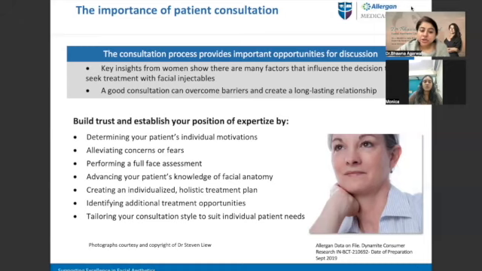Then identifying additional treatment opportunities. Again, if you're dealing with the smile line, you can always prepare them for getting the marionette line done in subsequent sessions, so you are identifying additional opportunities for treatments which will ultimately end up in good results. And tailoring your consultation style to suit individual patient needs. Although with MD Codes and all, it has become very easy to do the consultation, the treatment planning, and to explain it to the patients, some things you need to assess on your own.